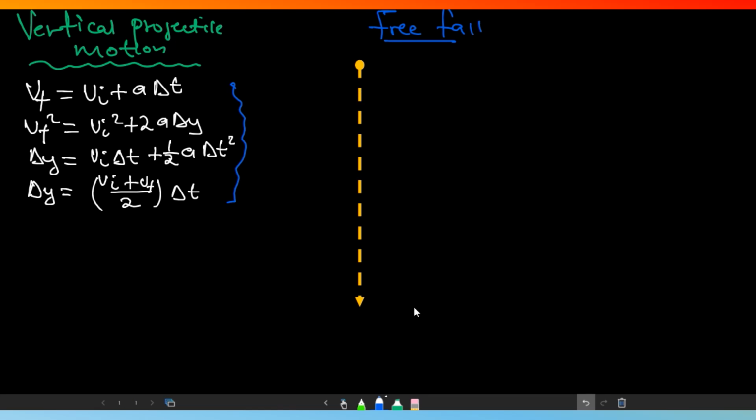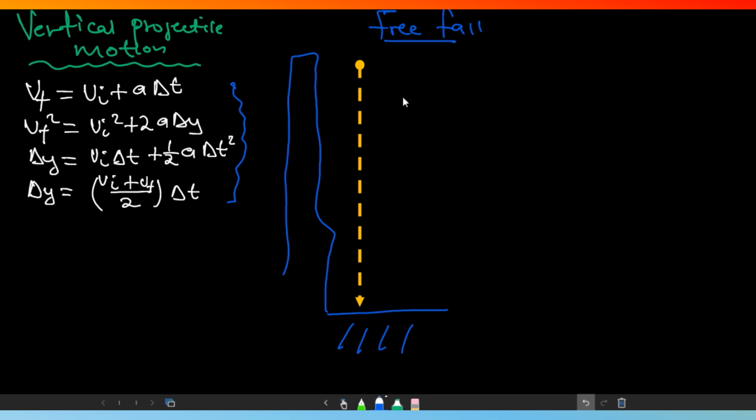Now let's check an object in free fall. Let's say we have the ground like this, and then a building of a certain height. The ball is dropped from this height until it reaches the ground. This height we call the change in displacement, the displacement.